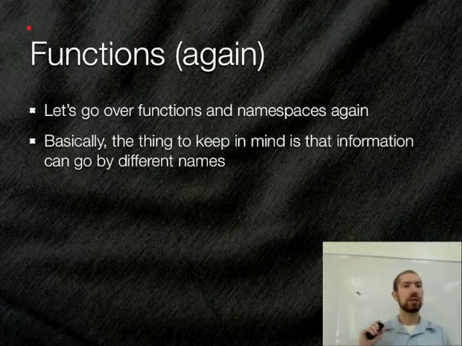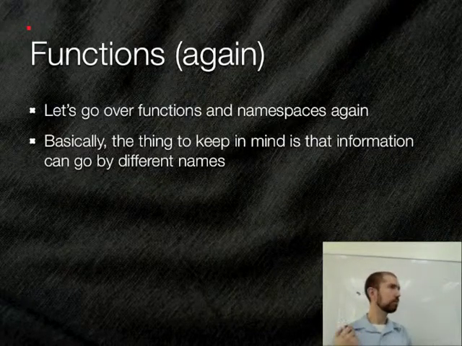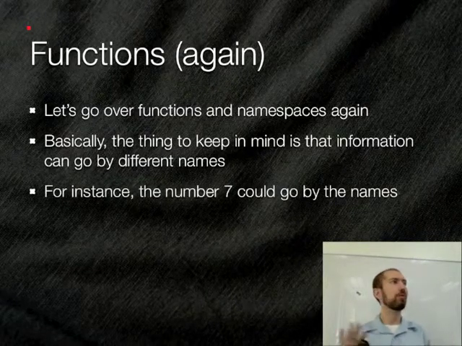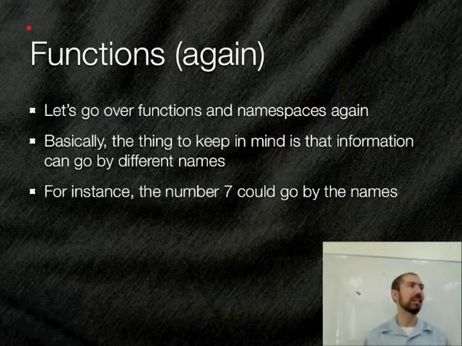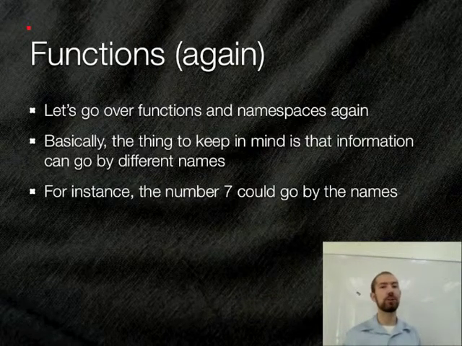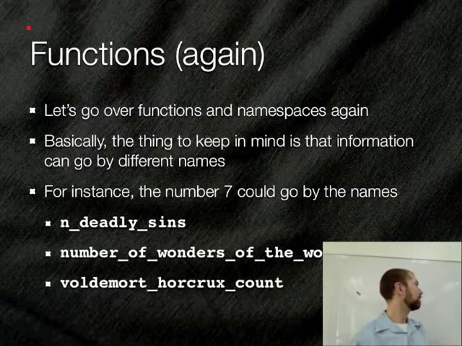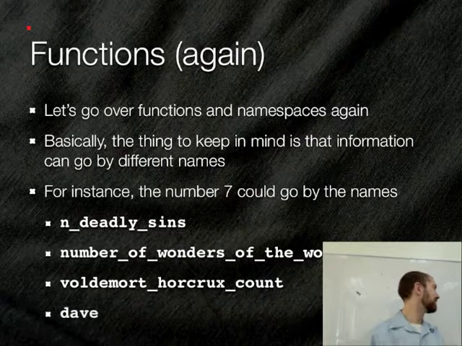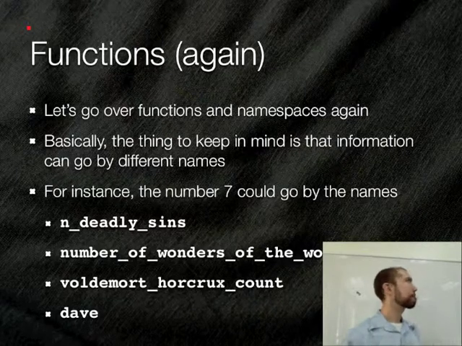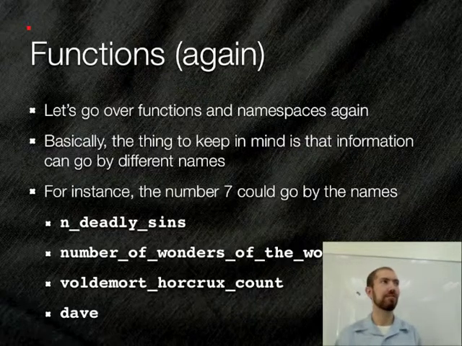So, all right, talking about functions, the thing to keep in mind that I think was confusing people the most is that information when you're programming in Python can go by different names. Before we get into actual programming, just think about this conceptually. If you have the data 7, the number 7 is the information. You could call that something like number of deadly sins, number of wonders of the world, number of Horcruxes that Voldemort has, or you could call it Dave. It doesn't have to be an informative name. The idea is that when you're creating variables to represent a piece of information, you could come up with any variable name in the world to represent that information.